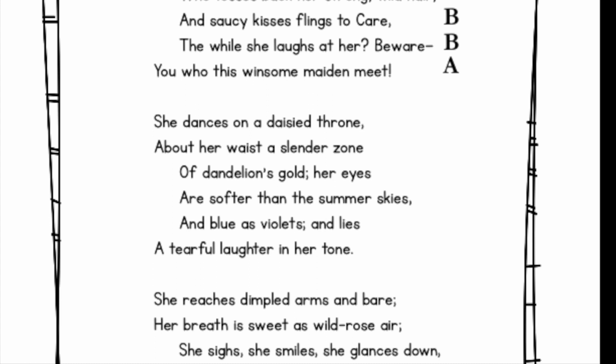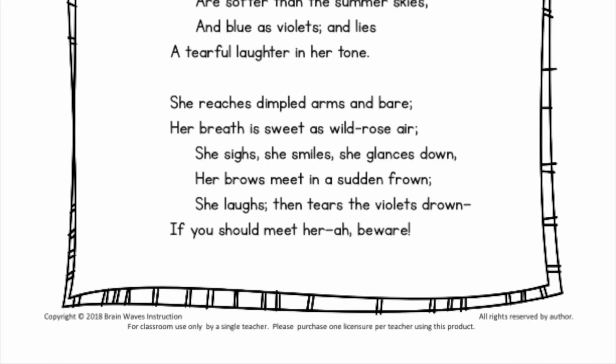She dances on a daisied throne, about her waist a slender zone of dandelions gold. Her eyes are softer than the summer skies, and blue as violets, and lies a tearful laughter in her tone. So throne and zone, those are the first two lines. They rhyme. Then we have eyes, skies, and lies. The next three lines rhyme, and then tone goes back and rhymes with throne and zone, those beginning lines.